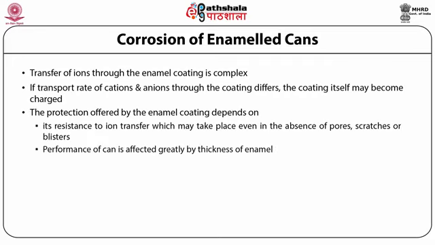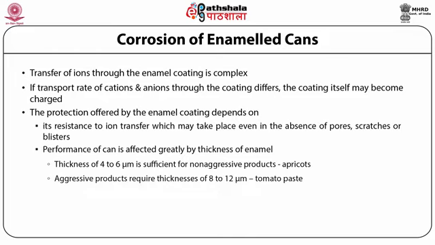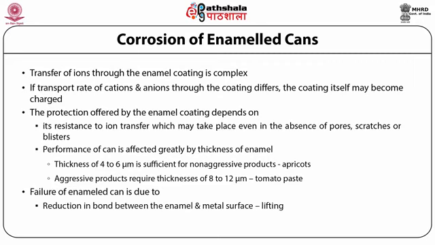The performance of an enamelled food can is greatly affected by the thickness of the enamel coating. A thickness of 4 to 6 micrometers is sufficient for non-aggressive products like apricots and beans, but aggressive products like tomato paste require a thickness of 8 to 12 micrometers, the heavier coatings having much lower porosities. Failure of an enamelled can is often due to a reduction in the bond between the enamel and the metal surface, resulting in subsequent lifting or removal of the enamel coating.